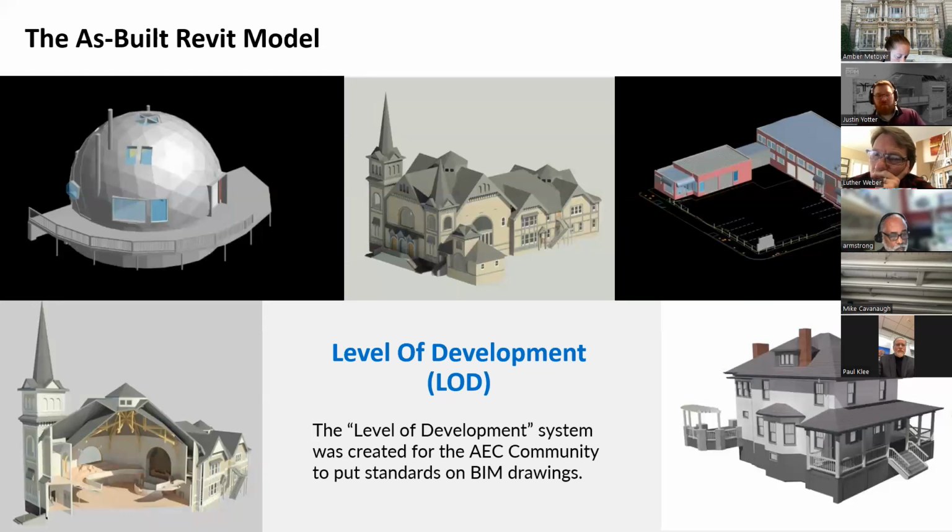The level of development system was created for the AEC community to put standards on BIM drawings. It describes the different ways in which 3D objects can represent existing or design elements in a BIM model. With level 100, the lowest level, meaning you just mass your objects roughly, and level 500, the highest, being so detailed and exact you are essentially building a virtual version of the structure.